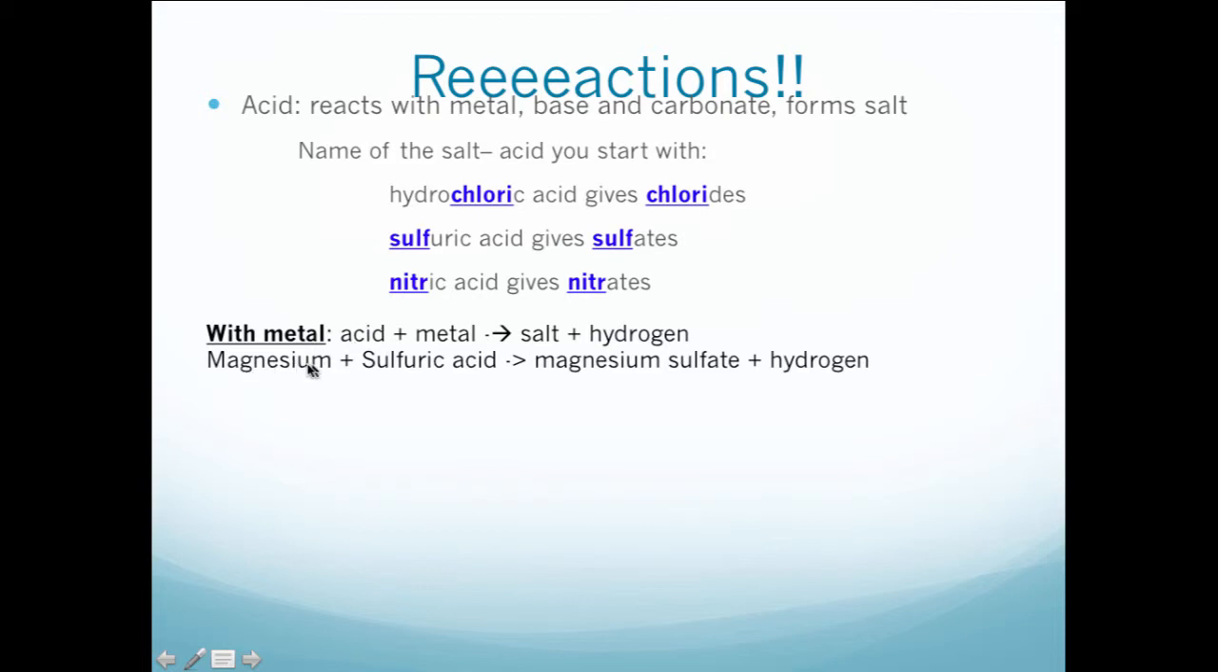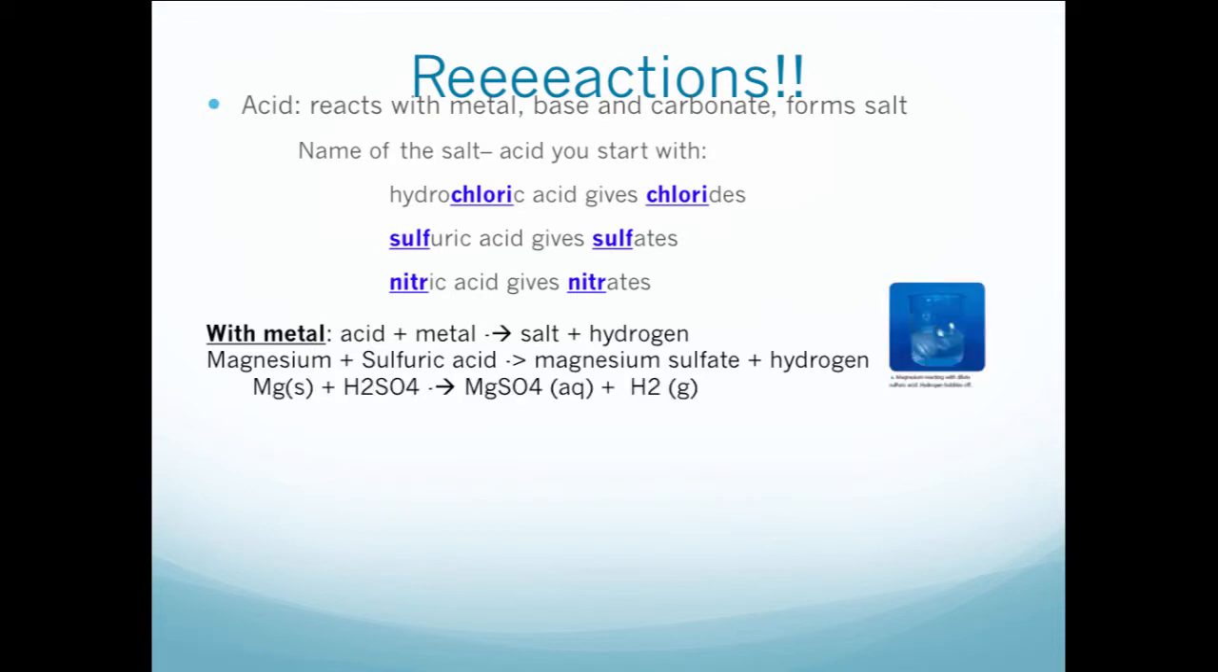For example, magnesium is my metal. Sulfuric acid is my acid. That gives me my salt. Remember, sulfuric gives you sulfate, right? So magnesium sulfate, and also the byproduct hydrogen. So for all metals, when acid reacts with them, the salt will be different, but they will all form a hydrogen product. So that's one way you can test it out. Here's what it looks like.